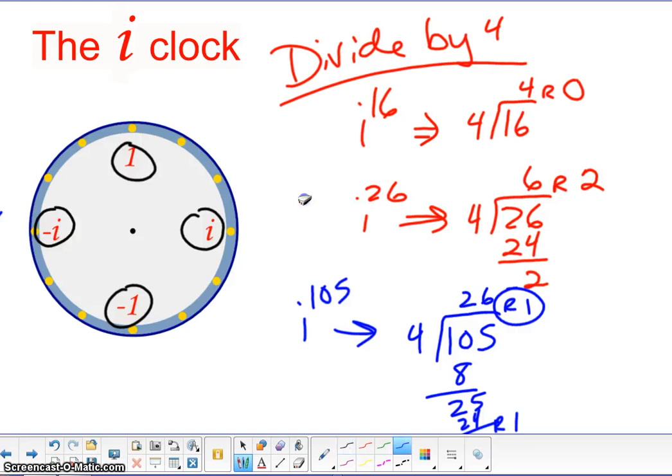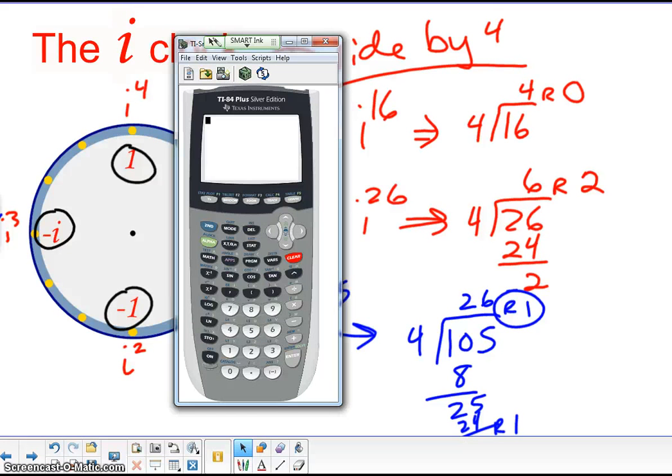Okay, so again, review. This one is i to the 1st, i to the 2nd, i to the 3rd, and i to the 4th. As long as you remember it's in that order, you'll do really well. Now another thing, if you don't like to do these by hand, let's say we use our calculator instead. So we would take 16 divided by 4. Again, everything is divided by 4, and you get no decimal. So therefore, the answer is 1.